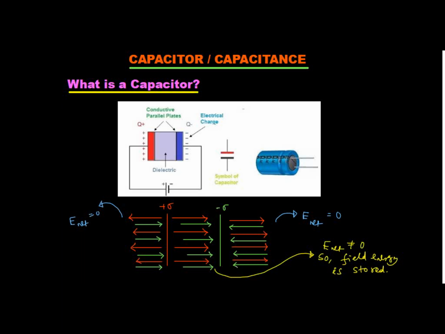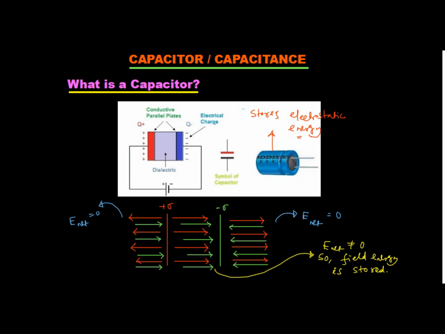So the first thing that you can see on the screen is: what is a capacitor? It's a very simple answer: it is a device which stores electrostatic energy. Here on the screen you can see the actual schematic representation of a capacitor. So what it does, it stores electrostatic energy, okay?